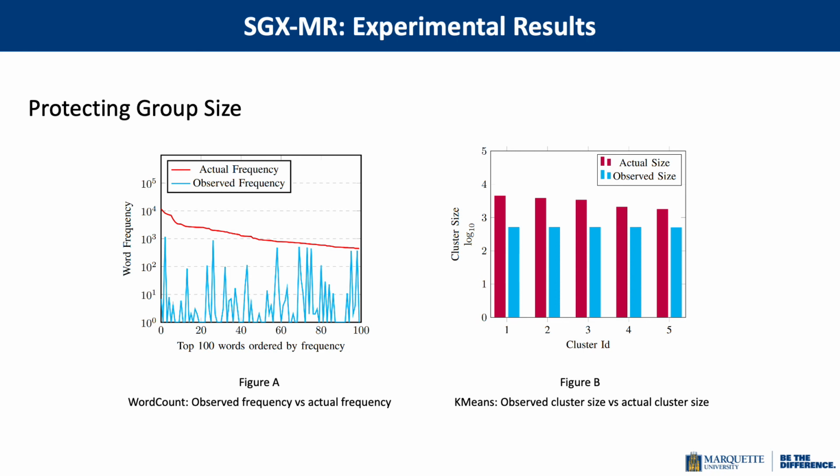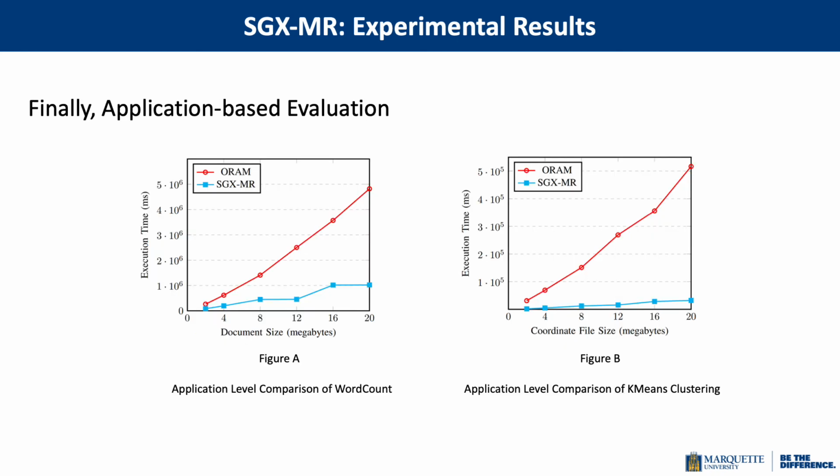And on the right side, we see the K-means clustering, with the cluster size on the y-axis in logarithmic scale. We see here also that the observed size is completely identical, so that the attacker cannot distinguish the cluster size from the K-means clustering algorithm. Finally, the application-based evaluations.